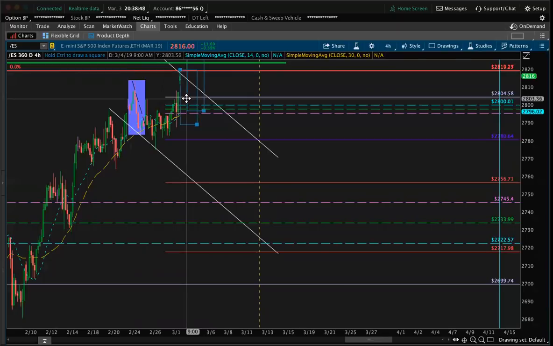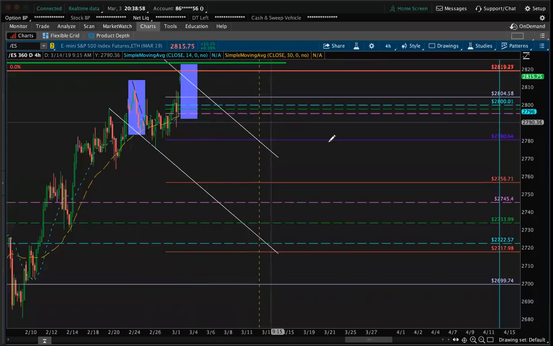Not saying this is going to happen, but I'm drawing this line from here just in case it wants to go higher. You know, they gapped up. They can do a continuation, bring us around here, bring us right down to 2796. Who knows how this plays out? This is going to be very, very interesting.